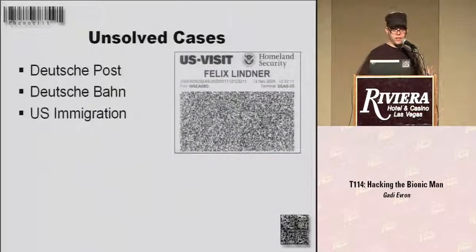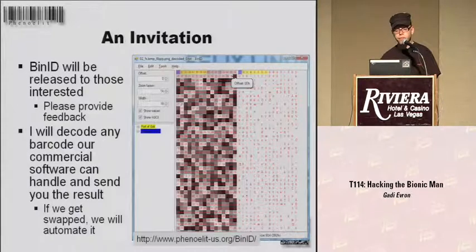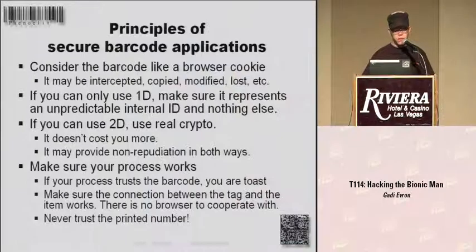There are some unsolved cases. One thing that I find really interesting is this US-VISIT immigration thing that they used to have. It's no longer in use. For a period of time, you got this huge barcode that looks like an enter when you checked out of the United States, literally when you left the country. And I decoded those, and they're entirely crypto. And I decoded a few train tickets in Germany, and they're actually done right. They actually have a crypto certificate in the 2D barcode. This is how you do it.